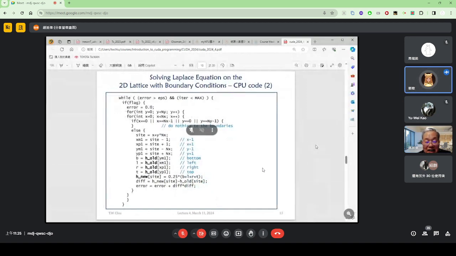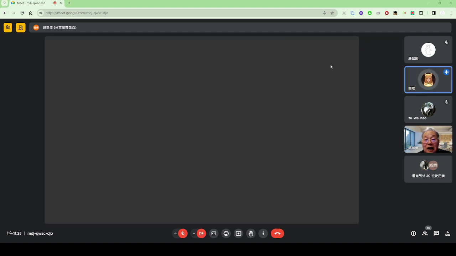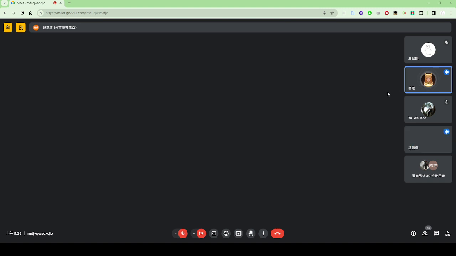Student: Professor, I have a question. In your code, you record the neighbors YM1 and YP1 using site plus or minus nx, right? But when it reaches the boundary, wouldn't there be a problem? Professor: But this is not on the boundary. The boundary is excluded, so I don't have the boundary problem. You see, there's a condition here: if x equals 0, or x equals nx minus 1, y equals 0, or y equals ny minus 1, these are the conditions you are considering, and it does nothing to them.